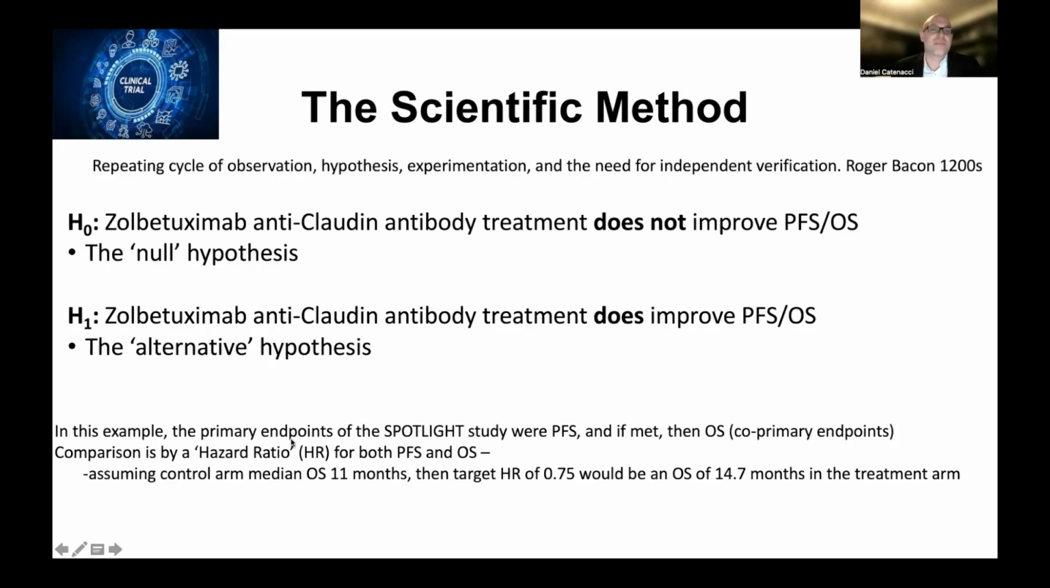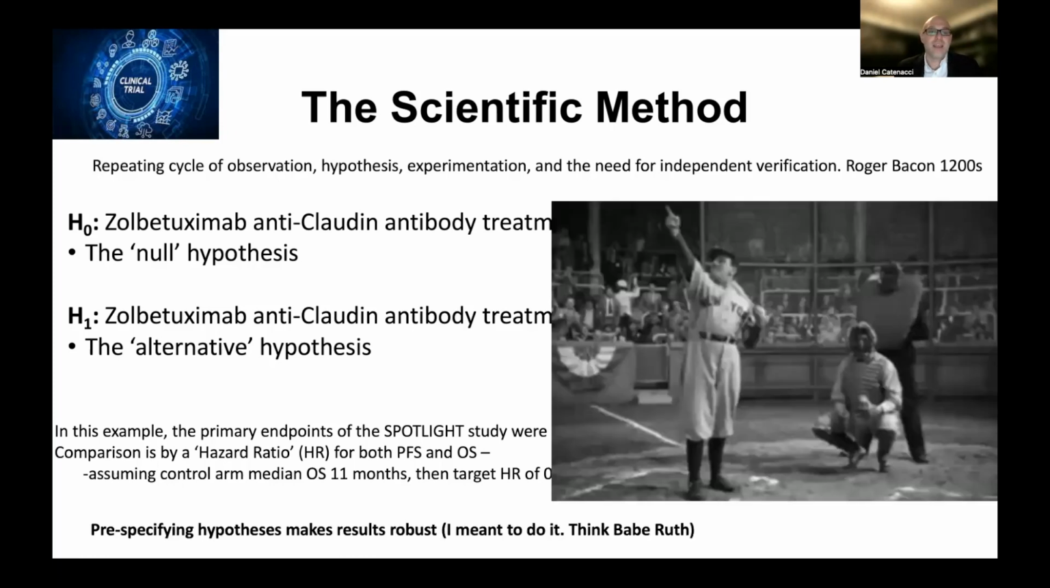And with predefined statistics, we have to estimate what the control arm will do. And based on prior studies, that was approximately 11 months. And if our target improvement was a hazard ratio of 0.75, that translates into a median overall survival of 14.7 months in the treatment arm. And so from that, we can calculate how many patients we would need to perform a robust clinical trial. And so these pre-specified hypotheses really make any observations and results robust.